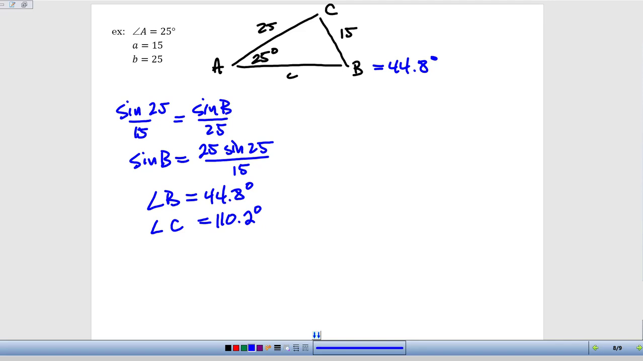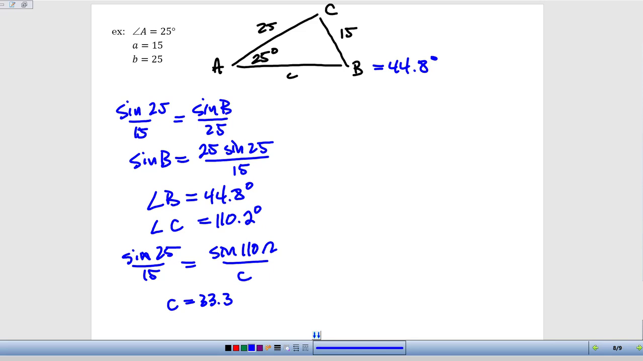And so now we just use the law of sines one last time to figure out what the length of side C is. So we can go back to that same sine of 25 over 15 as the start equals the sine of 110.2 over length C on the other side. And so then again, cross multiplying and then dividing by sine of 25 on both sides gives us length C as being 33.3. And so that's consistent with what we would expect by the size of the angles. Angle A is the smallest angle, has the smallest side. Angle C is the biggest angle, has the biggest side.